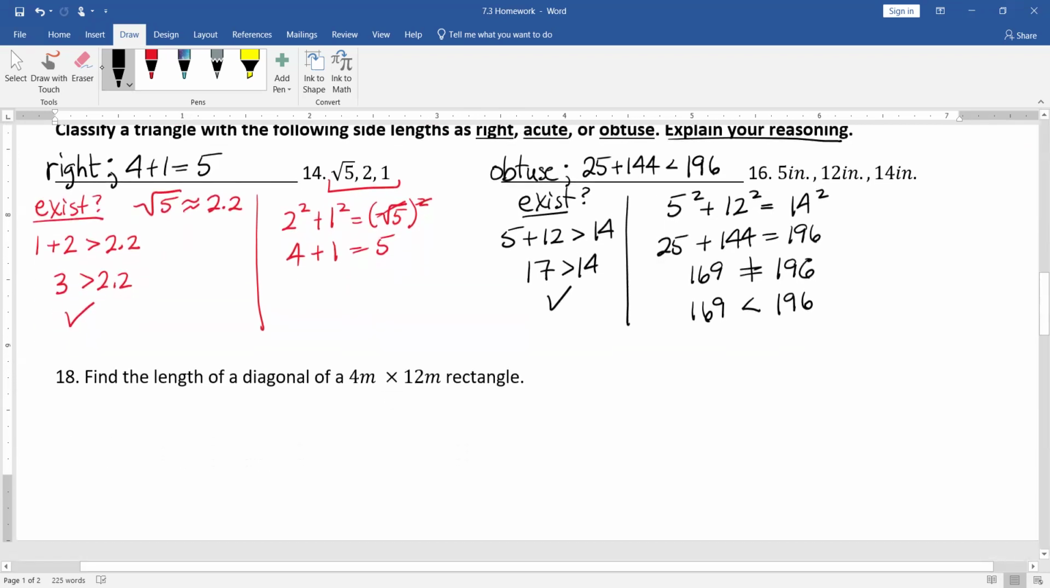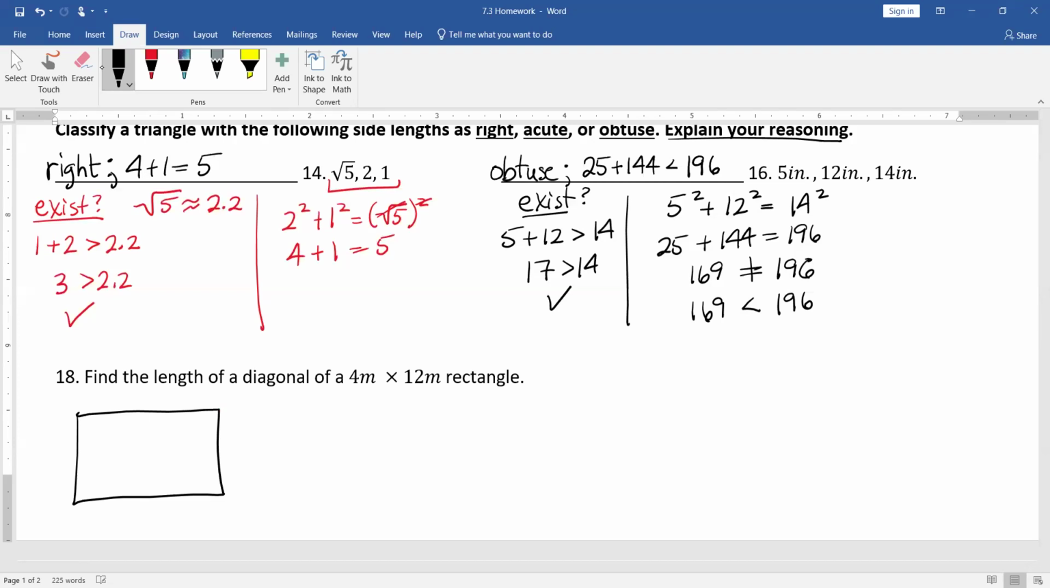So now we're back to looking at different shaped polygons and finding the right triangles within them. I don't know why I can't draw anything straight. There we go. All right, so if we have a rectangle, draw a diagonal through it. They want to know what the length of that diagonal is. Well, the nice thing about a rectangle is all of its interior angles are right angles. So we can use that diagonal to create a right triangle, which makes our Pythagorean theorem useful.